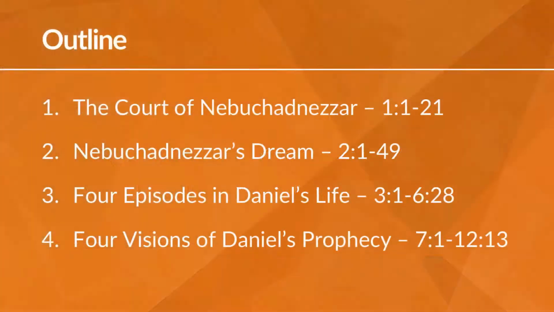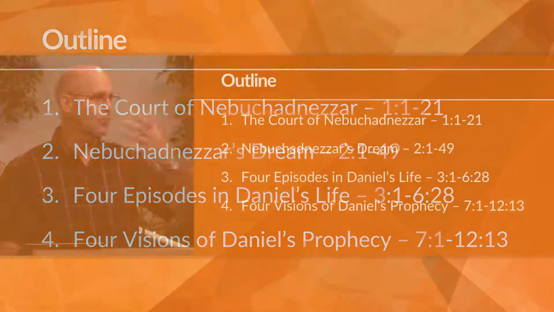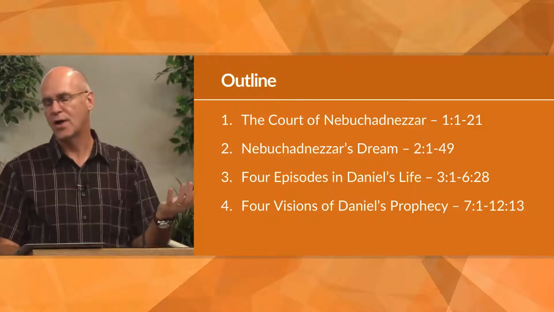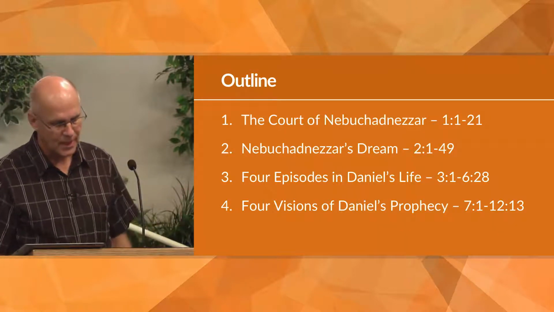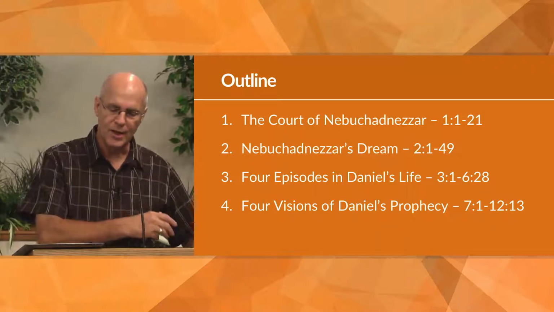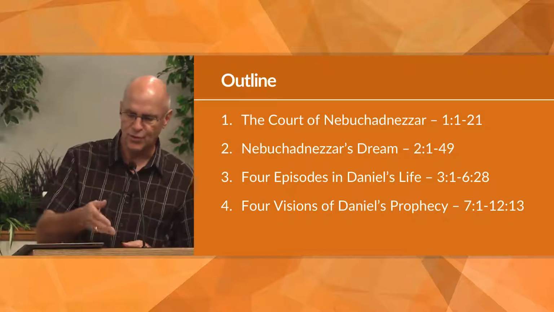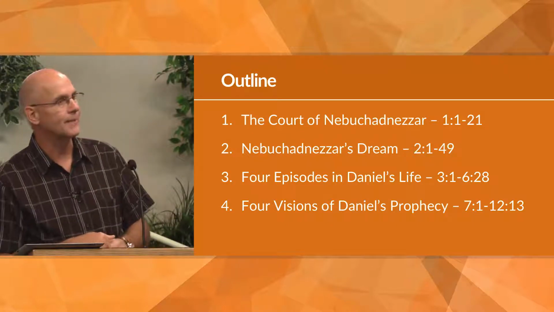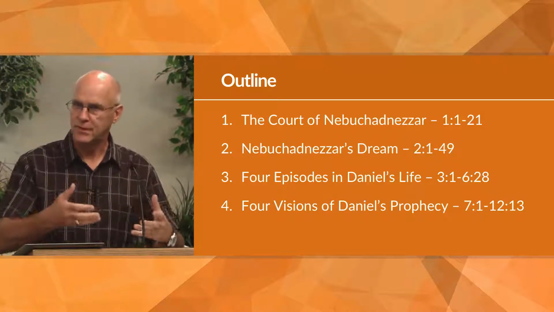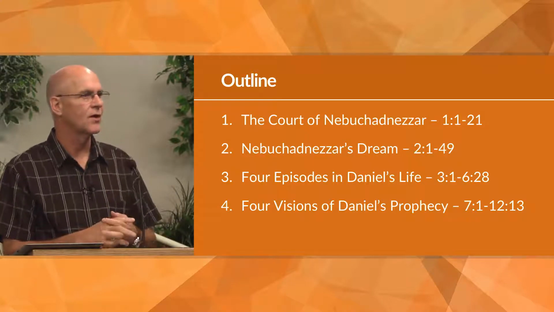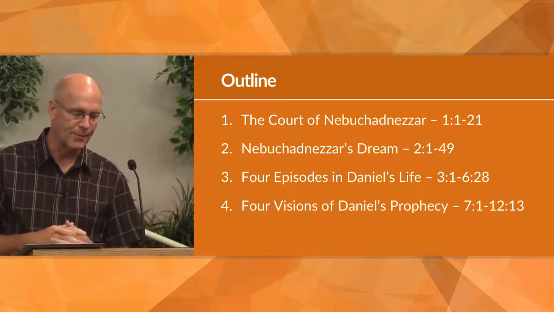There are many ways to outline the book, if you wish, but it pretty much breaks itself down. Part 1 is the court of Nebuchadnezzar. So Daniel describes his surroundings and what is happening to him when he's brought into the court of Nebuchadnezzar. Part 2, Nebuchadnezzar's dream, chapter 2, verse 1 all the way to 49, where Daniel describes what took place with the king's dream and what happened.